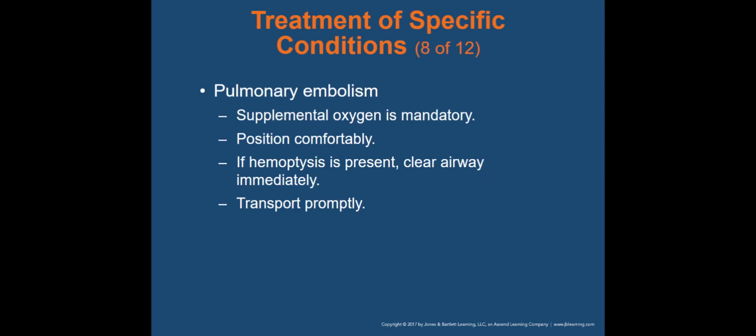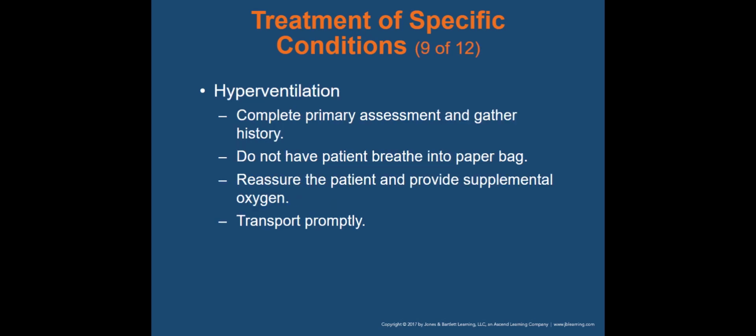Pulmonary embolism, high flow O2, position comfortably, clear airway immediately if the patient has hemoptysis. Hyperventilation, again, looking for signs that you're dealing with some type of metabolic process or sepsis. And if you are not, then moving to hyperventilation caused by psychological distress, and you want to try to calm the patient. We don't have them rebreathe anything into a paper bag.